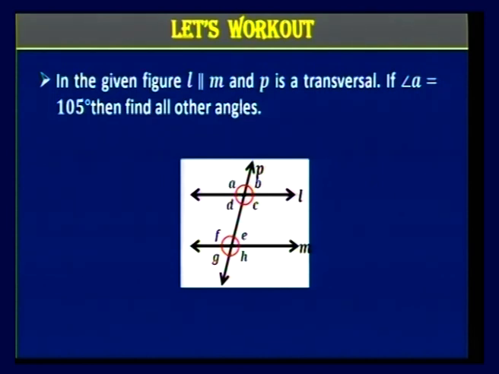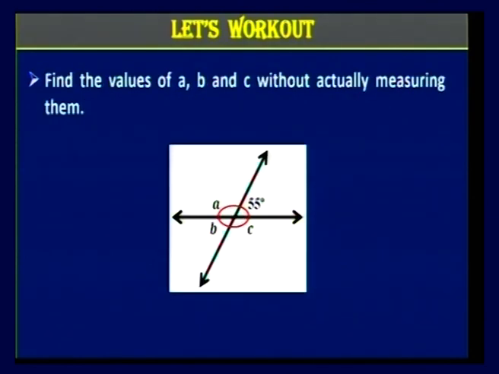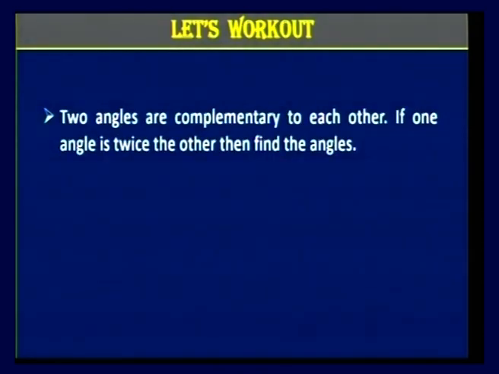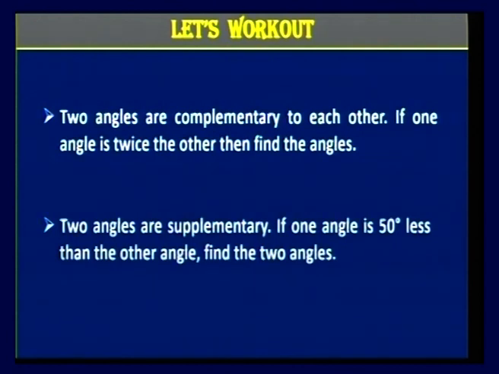In the given figure, L is parallel to M and P is a transversal. If angle A is 105 degrees, then find all other angles. Find the values of A, B and C without actually measuring them. Two angles are complementary to each other. If one angle is twice the other, then find the angles. Finally, two angles are supplementary. If one angle is 50 degrees less than the other angle, find the two angles.